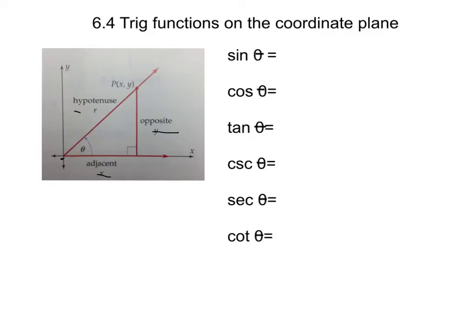So our adjacent side represents x, the opposite side represents y, and the hypotenuse is r, or the radius of the circle. So now sine will be defined as y over r, cosine is x over r, tangent is y over x. The cosecant, which is the reciprocal of the sine, is r over y, the secant is r over x, and the cotangent is x over y.